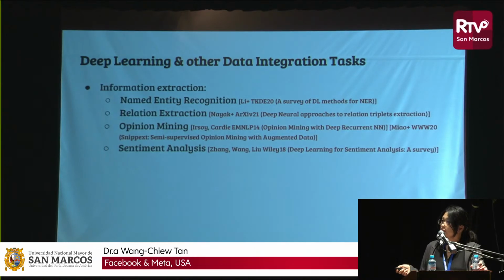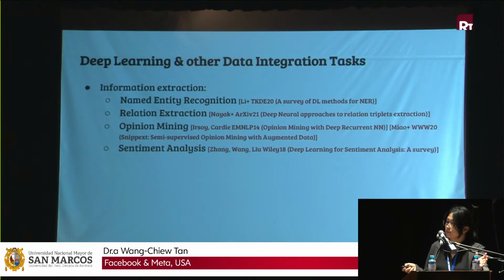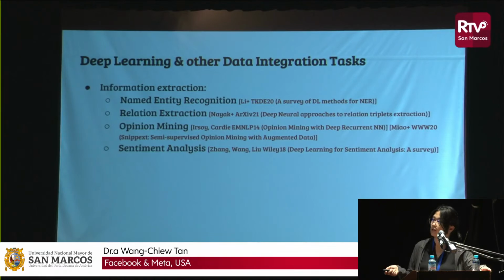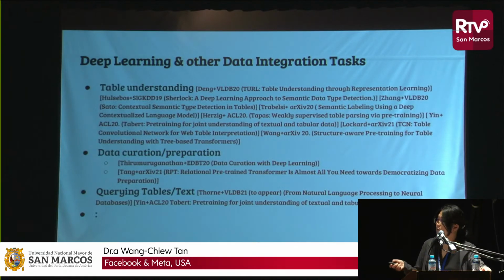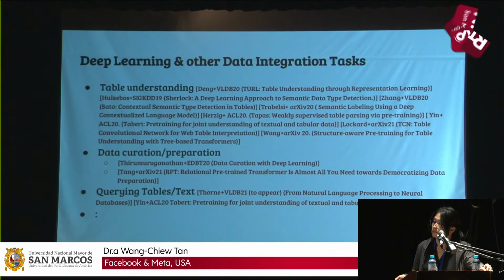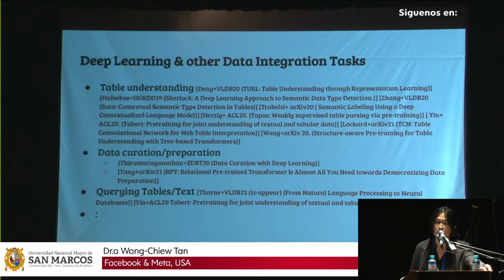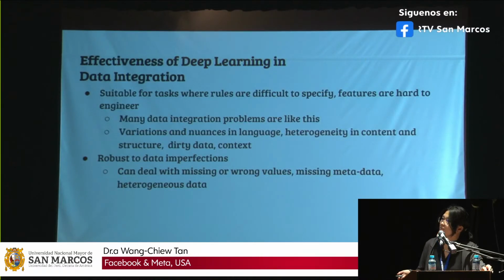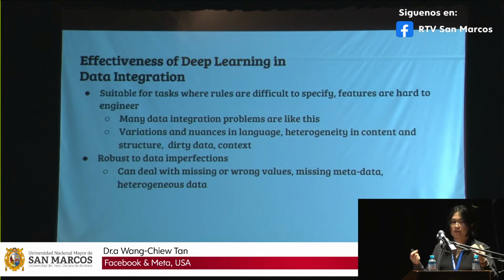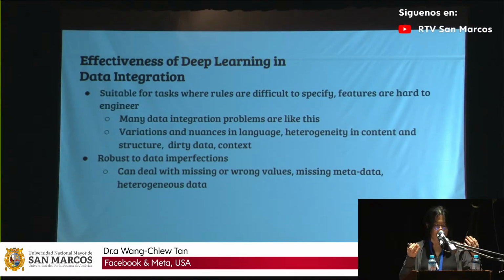Also, deep learning techniques have been very useful, not just for entity matching, but for other data integration tasks like information extraction, which involves entity recognition, relation extraction, opinion mining, and table understanding, lots and lots of work in the database community, data curation and preparation, and how to query tables and text together. So I want to take a step back now to pop our heads up and see what's going on with applying deep learning techniques to data integration.